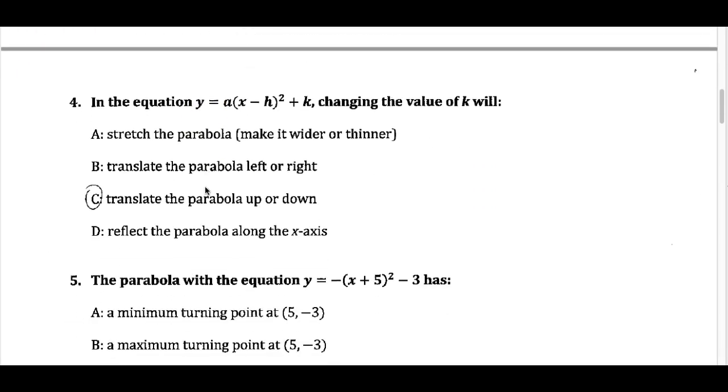All right, moving along to question 4. In the equation y equals a times (x minus h) squared plus k, changing the value of k will move it up or down.